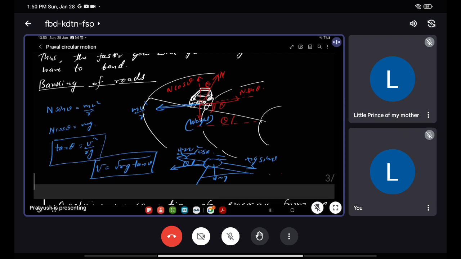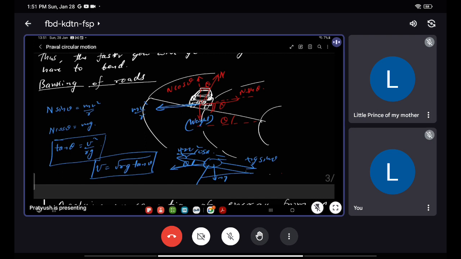We have learned yesterday that centrifugal force is what? Centrifugal force is an outward force which appears on an object when it performs circular motion, and this force is in outward direction. Because of this force, what happens? The car may start slipping, and inside a vehicle, if slipping starts, then it means accident. So to prevent that, what do we do? We bank the roads.